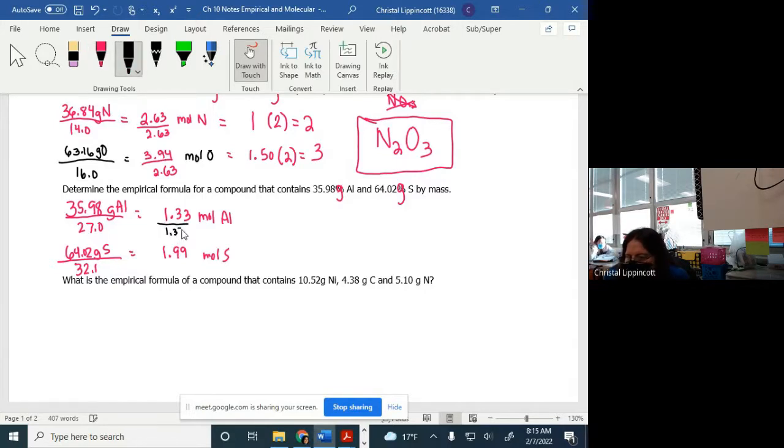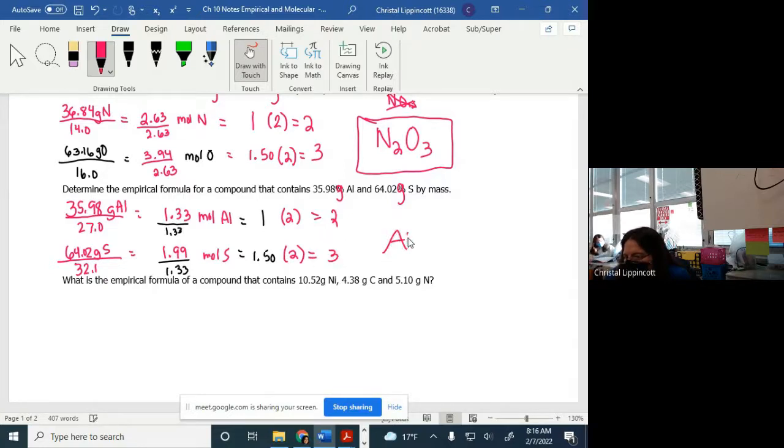So this is 1.33. 1.33, so this equals 1. And this ends up being 1.50. So now what do I do? What is the smallest number that I can multiply both of these by to get them to a whole number? 2. So I'm going to multiply both of these by 2. This ends up being 2, and this ends up being 3.